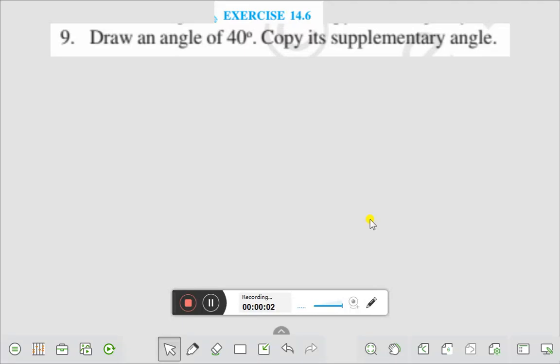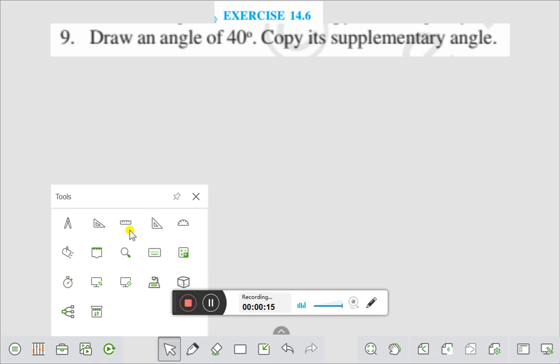Hello everyone. Today we shall discuss exercise 14.6 question number 9. Draw an angle of 40 degree. Copy its supplementary angle. Let us take first a ruler.